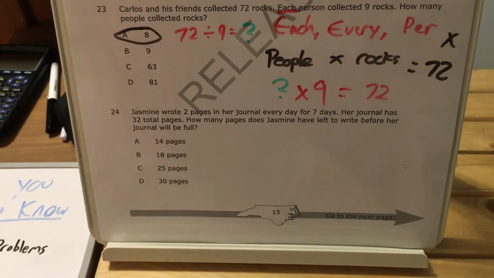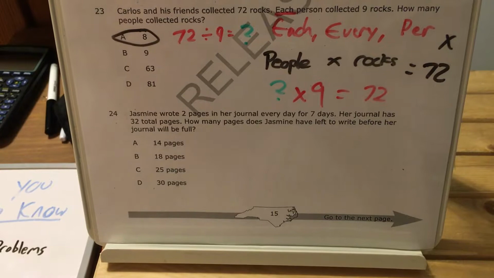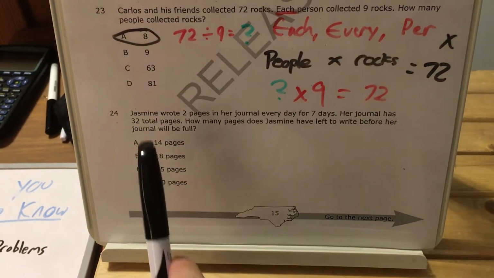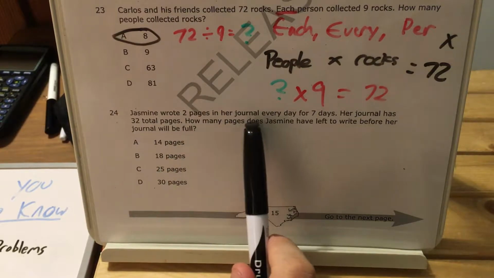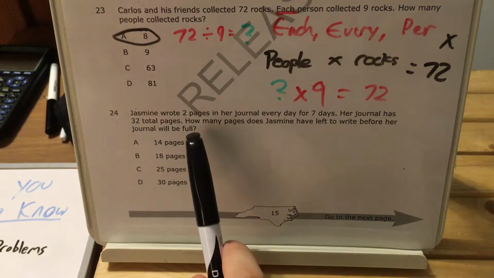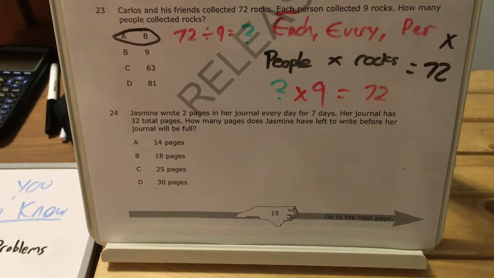This is Mr. W. We're going to tackle question 24 in the third grade math questions that North Carolina released this past school year. We have Jasmine, and she wrote 2 pages in her journal every day for 7 days. Her journal has 32 total pages, and we're trying to find out how many pages Jasmine has left to write before her journal will be full.